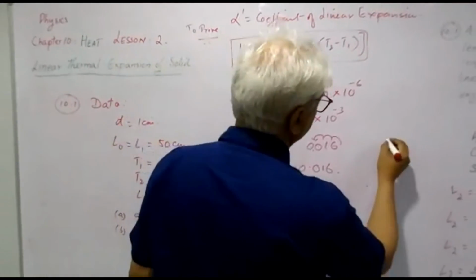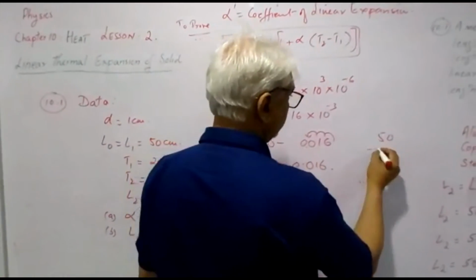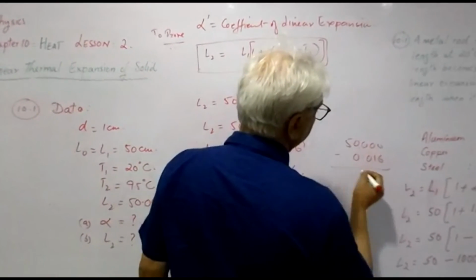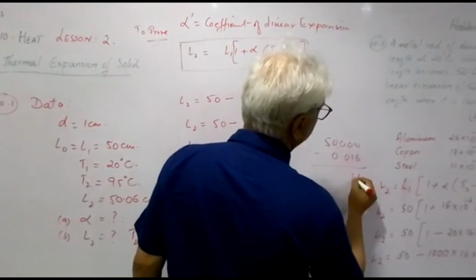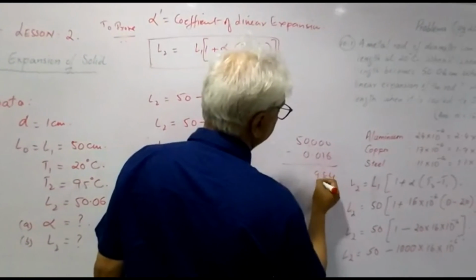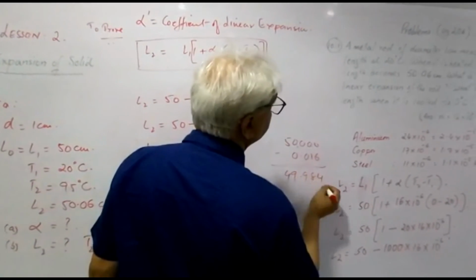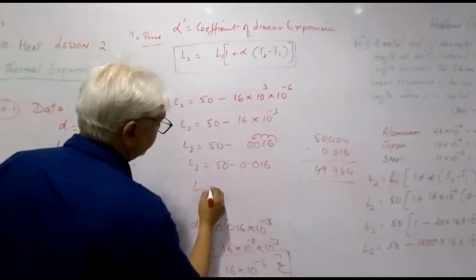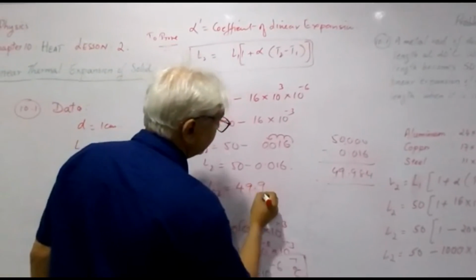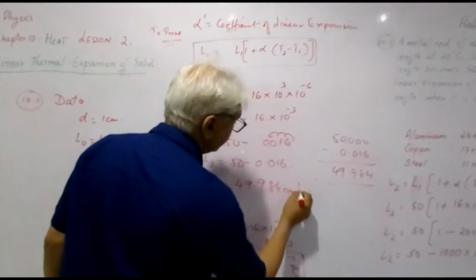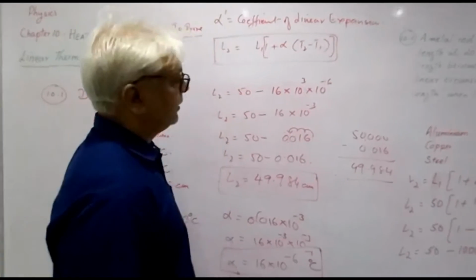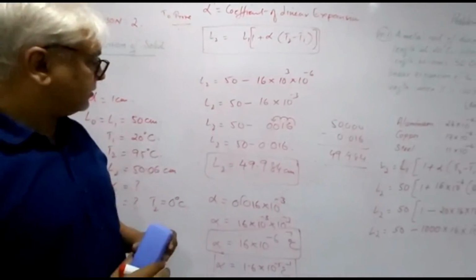And what do you get when you subtract 0.016 from 50? This will give you 49.984. Right? So the final length of the rod will be 49.984 centimeters. Right. So there we are.